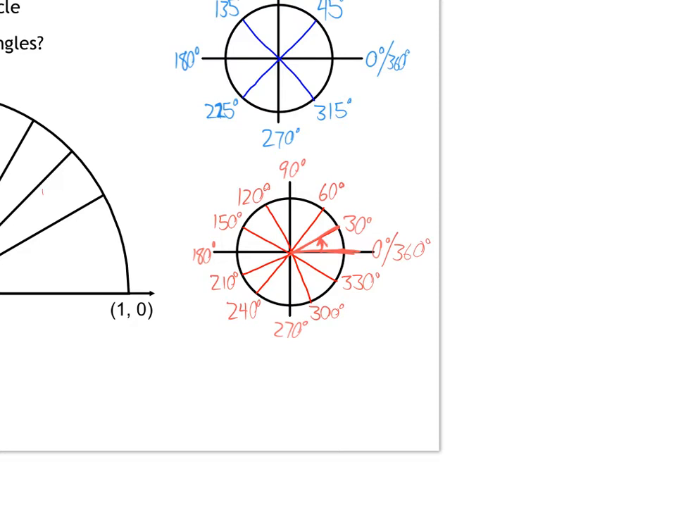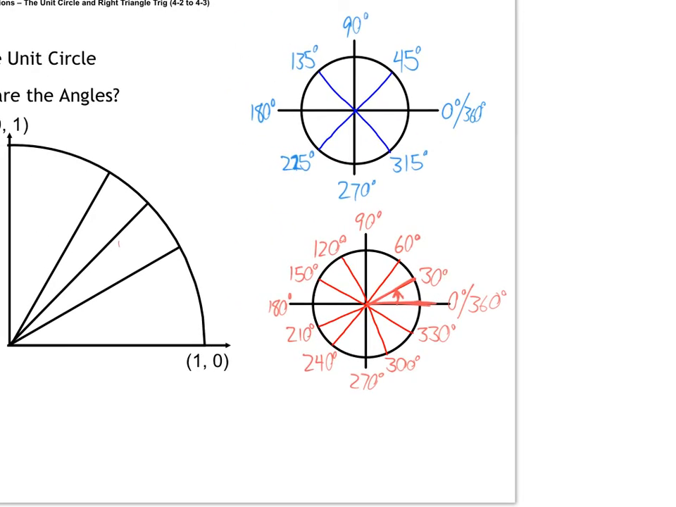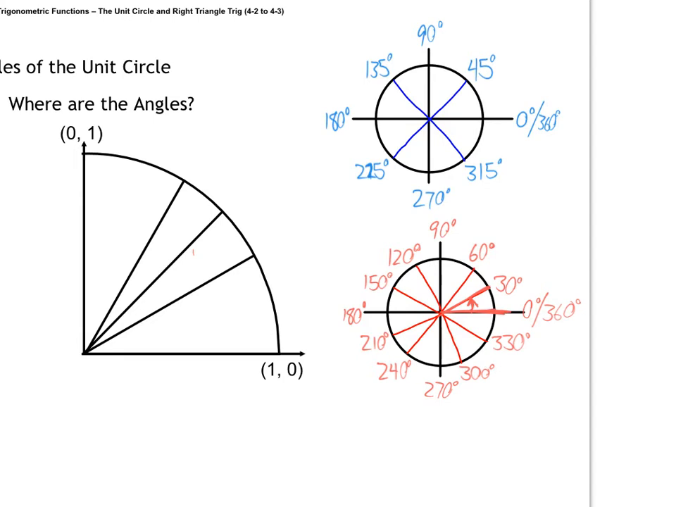So what happens here is we've divided each quadrant in half, and then we've also divided each quadrant into thirds. And what we end up with when we put it together, I'll just show you the first quadrant here: 0 degrees, this is our 30, then 45, then 60, and then, of course, this is 90 degrees. Okay, that's just the first quadrant.